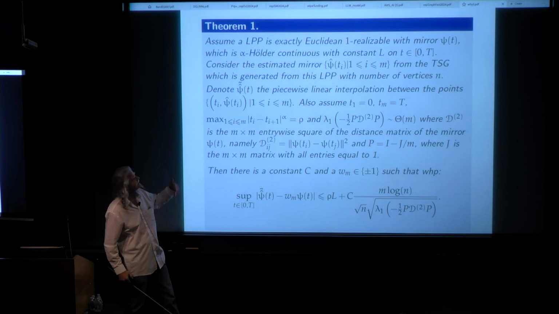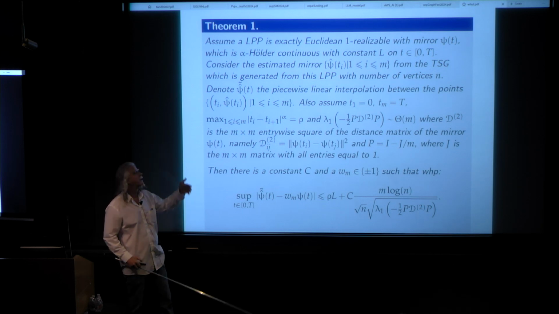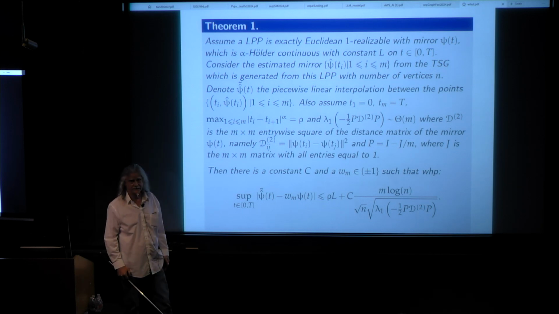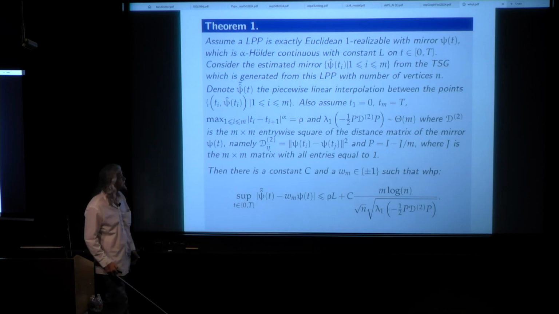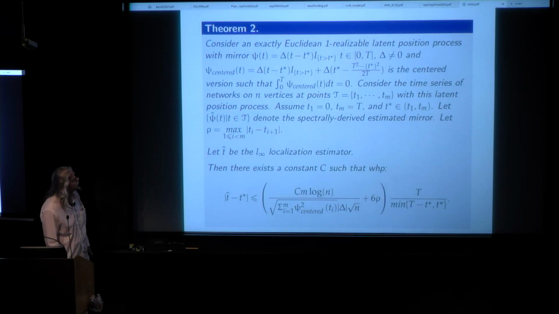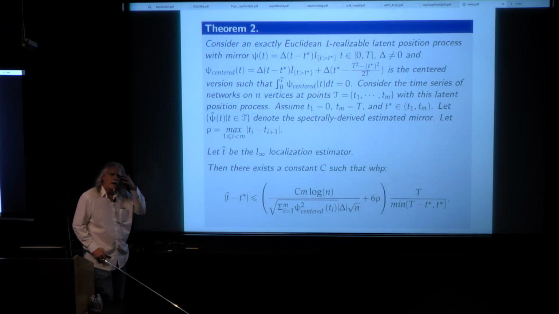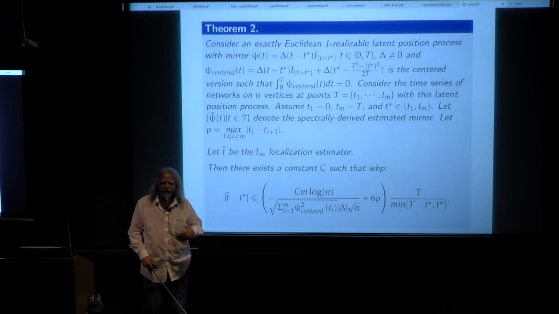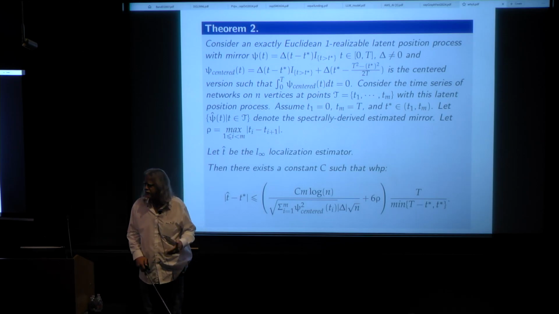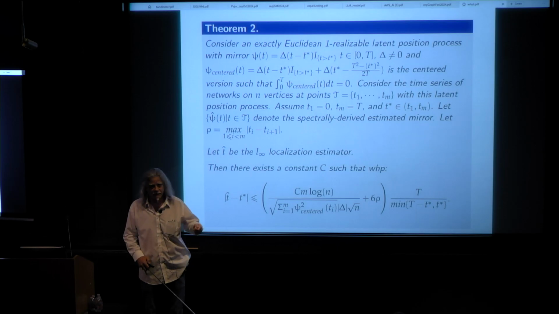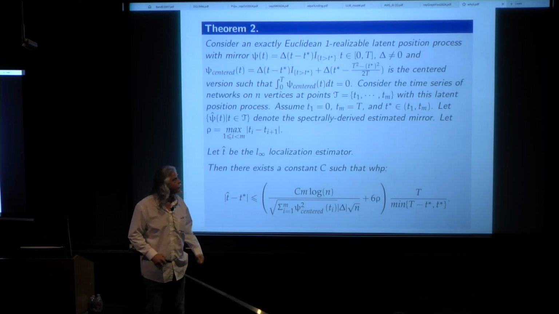So the idea is if I'm estimating this curve, I kind of would expect something like this. And I got something like this. And then the second result is about change points, because there are a lot of ways to ask questions about finding structure in a complicated data point. A single data point is this time series of networks. But one thing you could ask for is a change point.